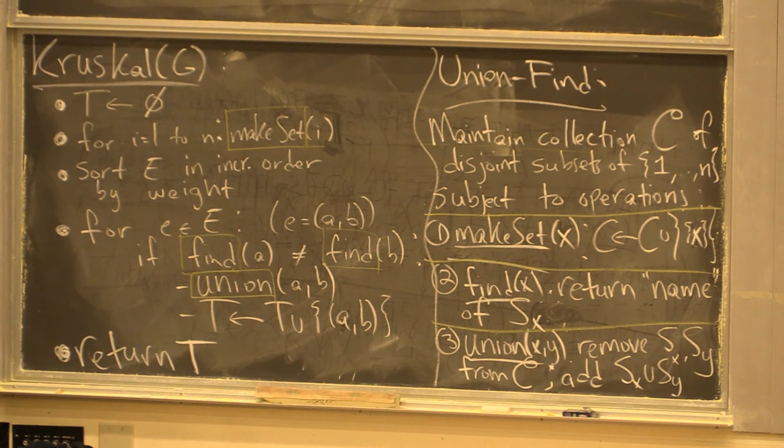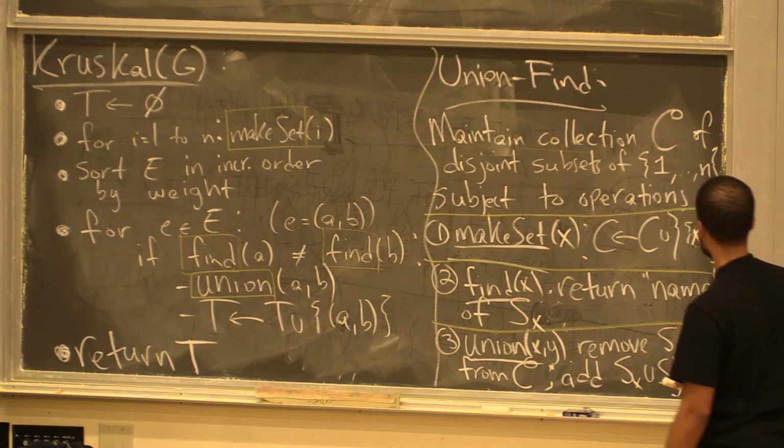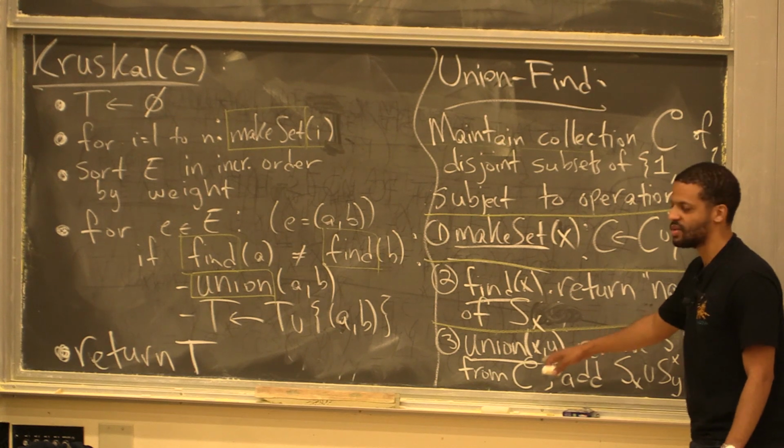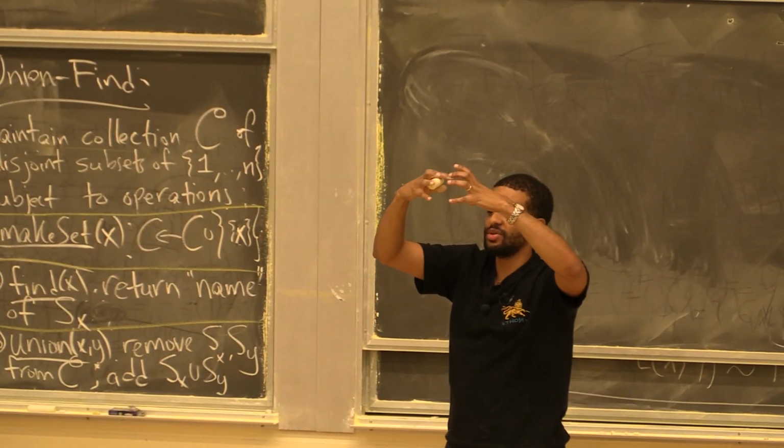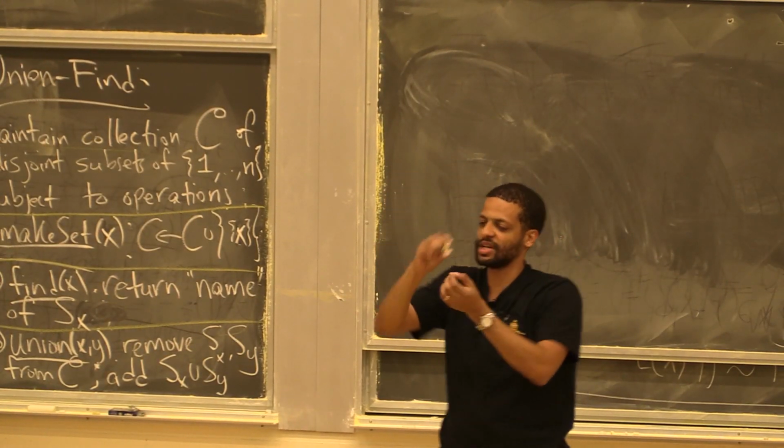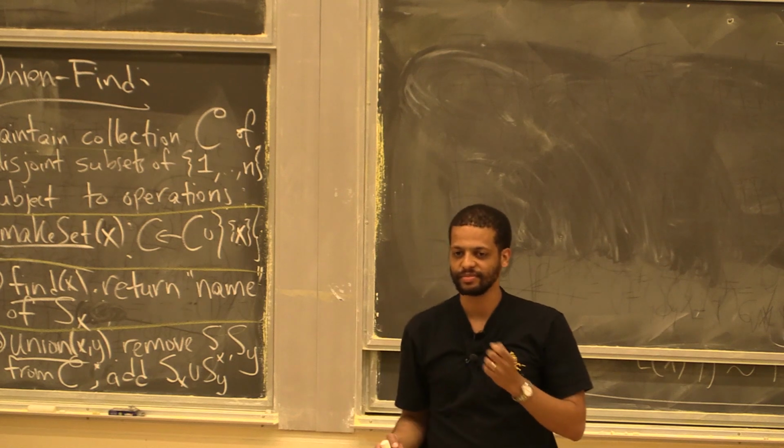And what union does is, if you union two elements x and y, it looks at the set that contains x and the set that contains y. It drops both of them from C, and it adds to C the set with the union of those two sets. So for example, in Kruskal, when you do a union on the connected component that contains x and the one that contains y, you've merged those two into the union connected component, because you took an edge that connected these components together.